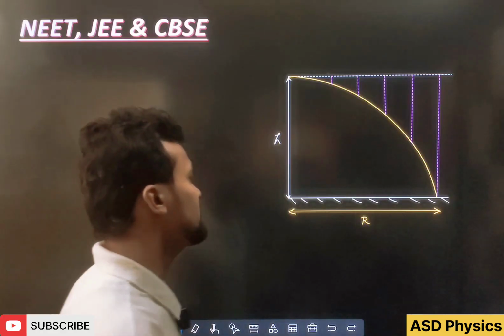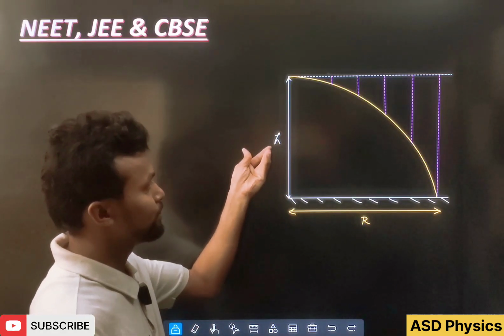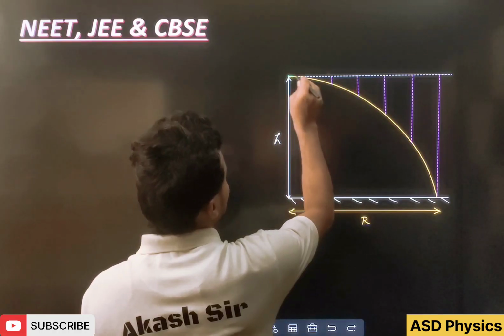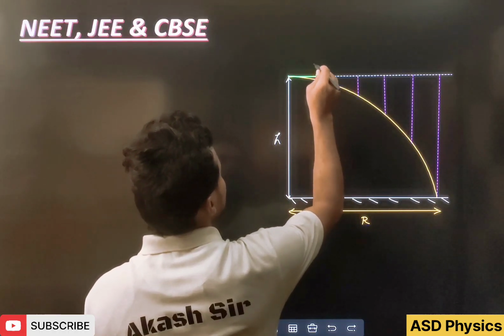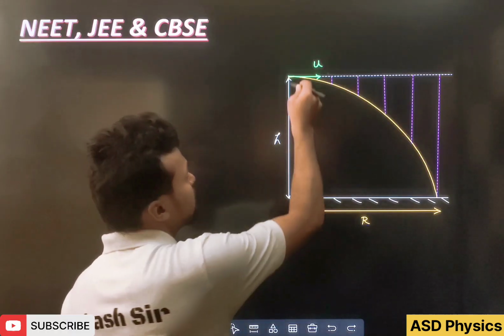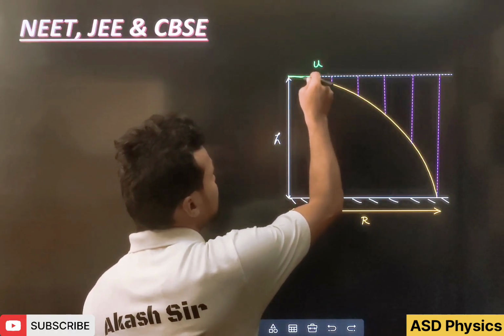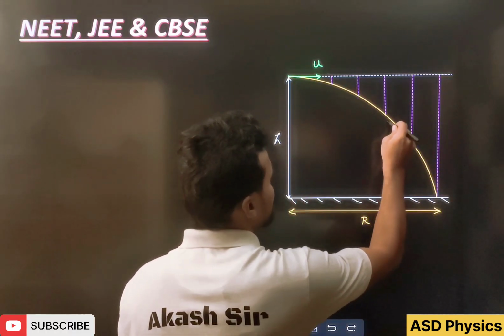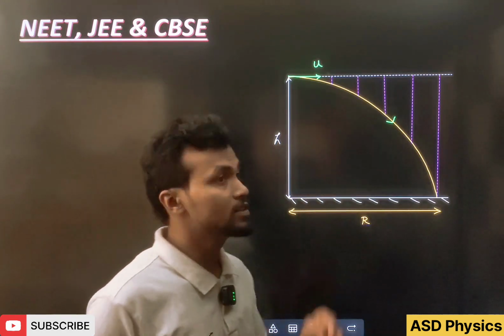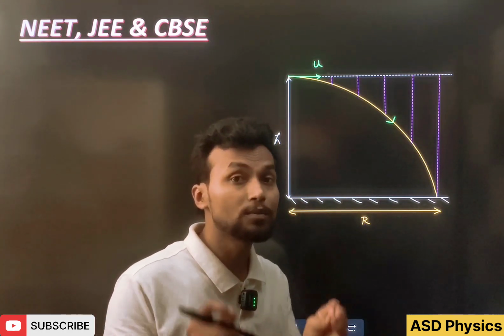So here you can see from the height h from the ground, there is one fighter jet and that is flying in this direction. Okay, and let's take the initial velocity as U. So when the bomb will be dropped, what will happen? The bomb will get the trajectory of this yellow color. But this trajectory will be observable when a person is seeing from the ground.